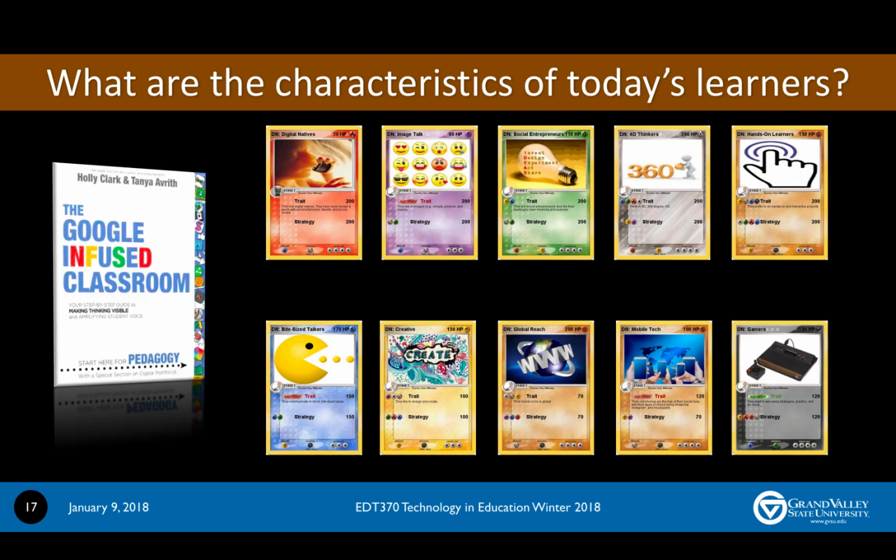Now, if you noticed, each card has a strategy and it is missing. And of course, the implication is all of these traits somehow impact the way our students learn today. Now, I've left them out intentionally because I want you to think about the various ways that we need to reach out to these learners. What do you think these strategies are? In class, we will play a short game to figure them out.